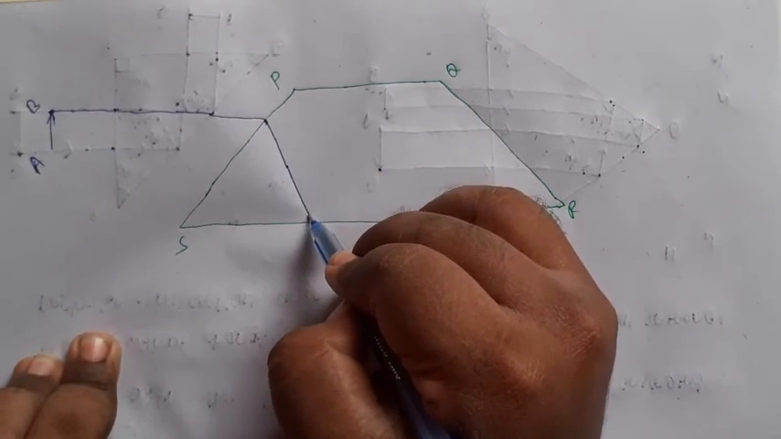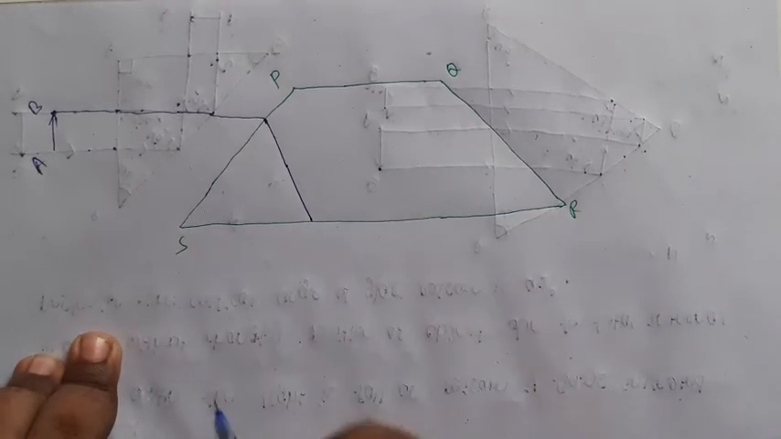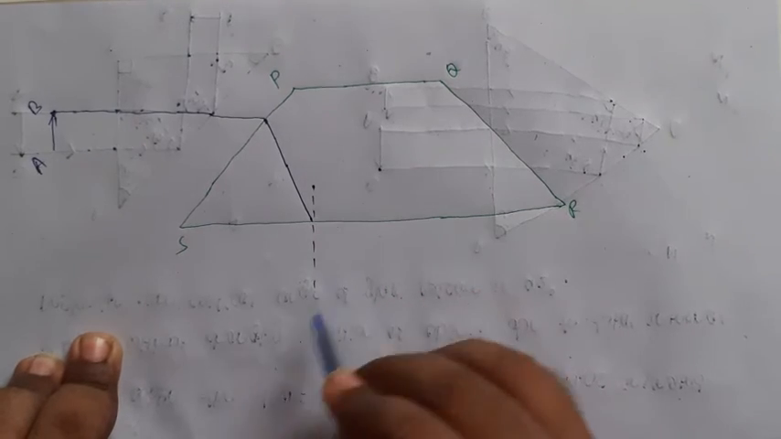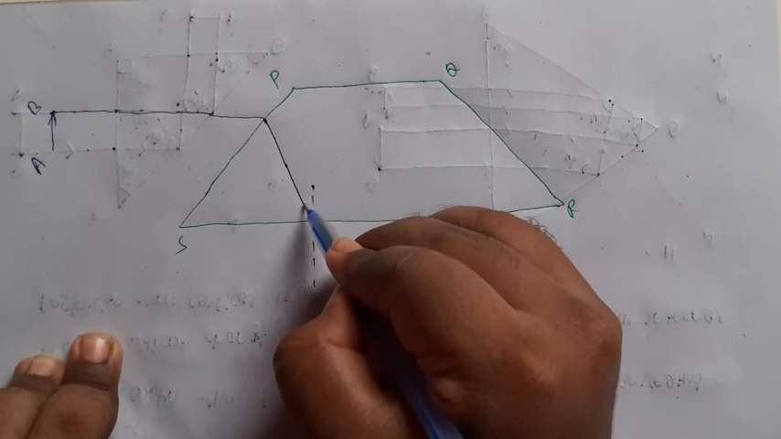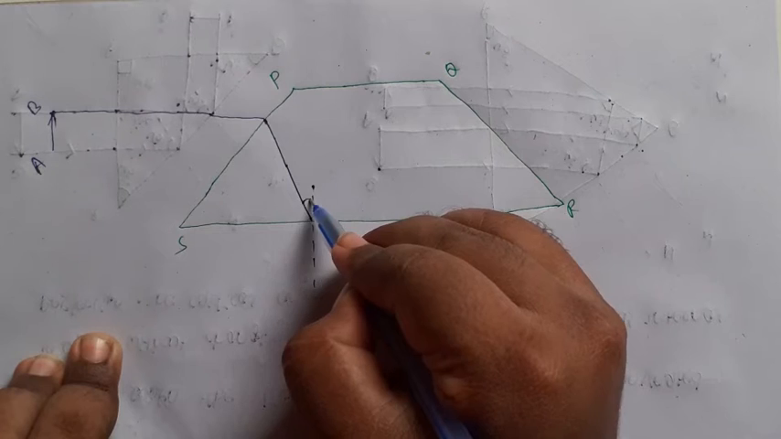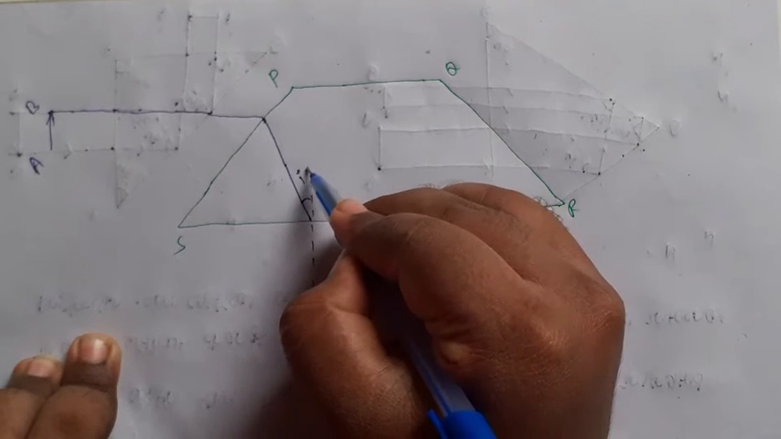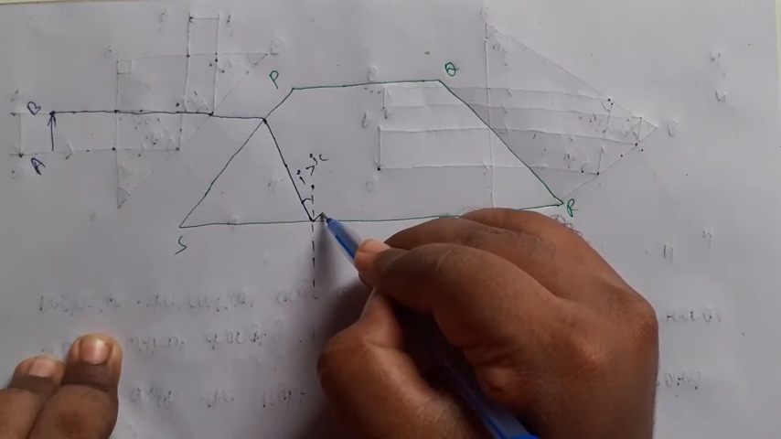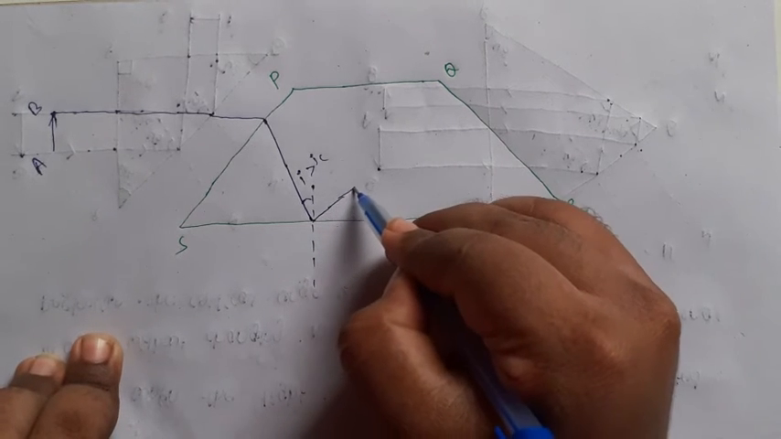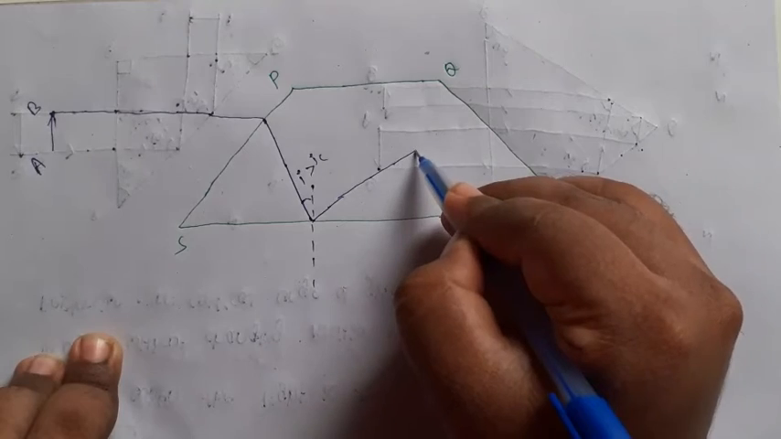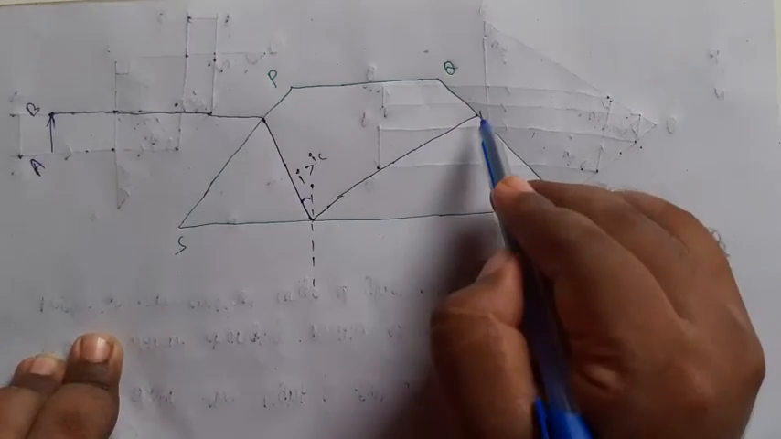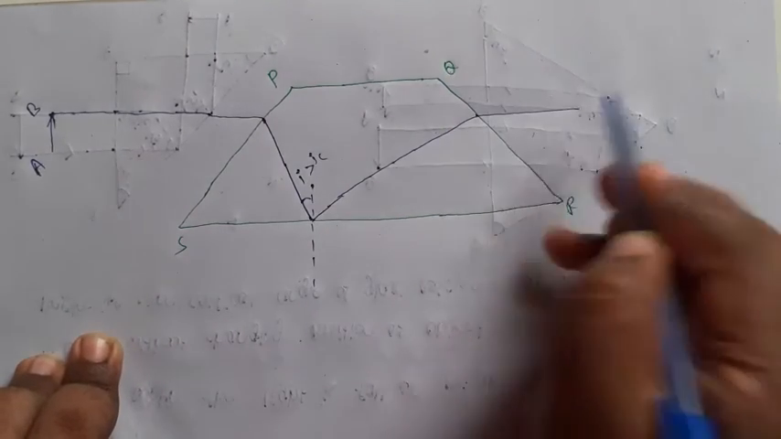It touches the SR side. When it touches SR, we draw one normal. What about the angle? The angle of incidence becomes greater than the critical angle. The ray of light is going to be reflected and passes in this direction. When it touches QR, it travels in a straight line.